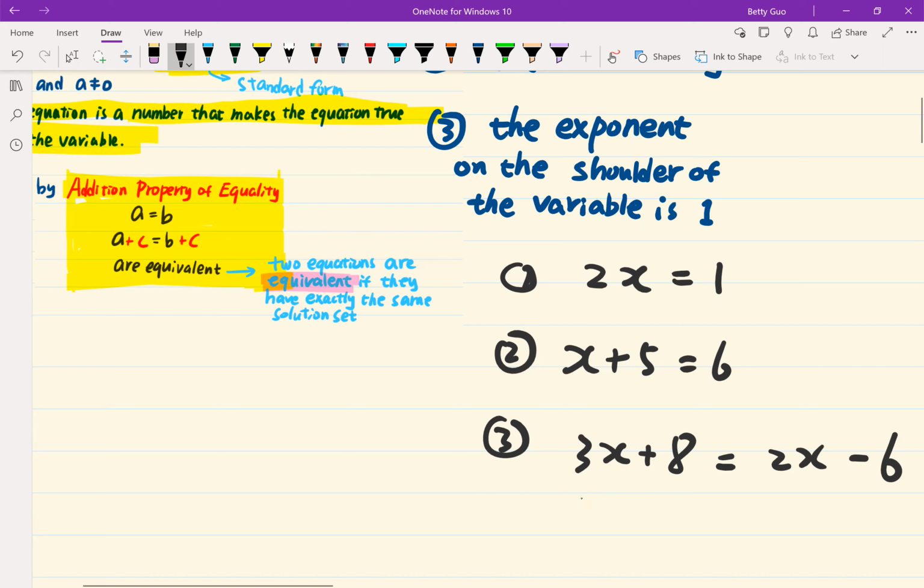What if I change x to y, would that still be a linear equation in one variable? Could we use y to be the variable in the linear equation in one variable? That is okay, okay? It doesn't matter the letter. Same thing if I change the x here to t. It's still one variable, okay? As long as it only contains one variable.